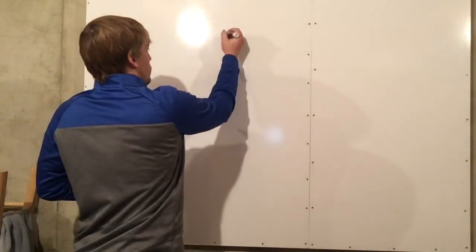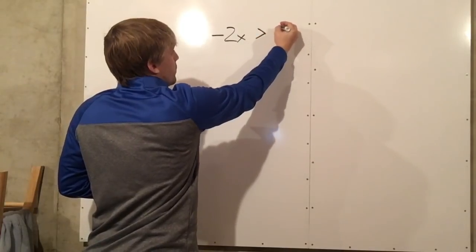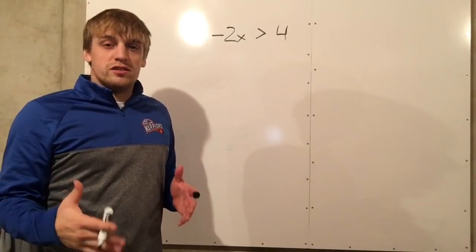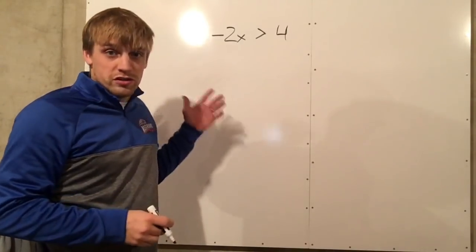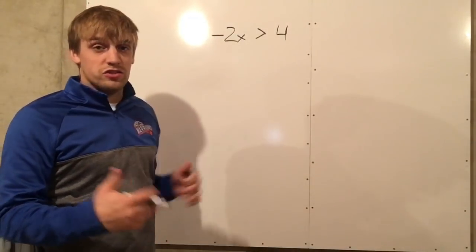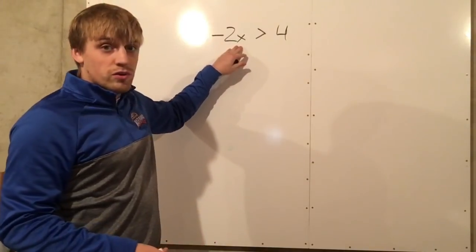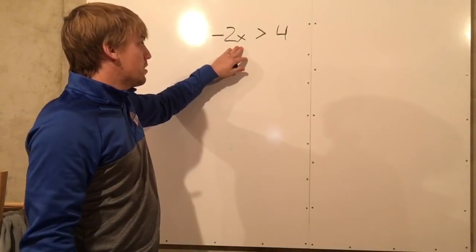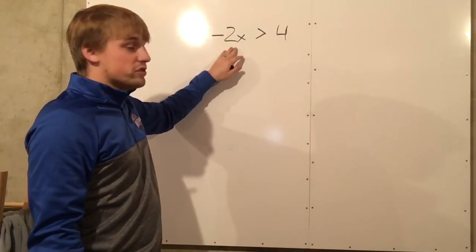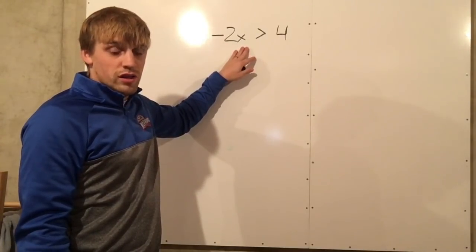So let's say that we have negative 2x is greater than 4. What we're going to do first is identify where the variable is, because it's just like solving a one-step equation, but instead we're solving a one-step inequality. The variable is on the left side of the inequality, and it's involved in multiplication, because when the number is right next to the variable, it means multiplication.